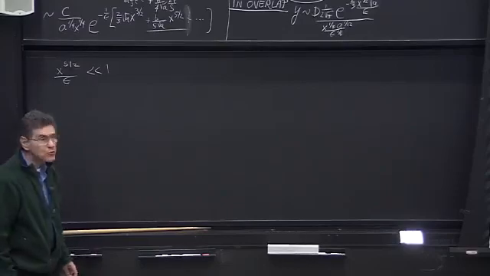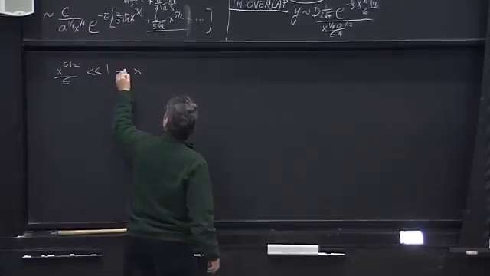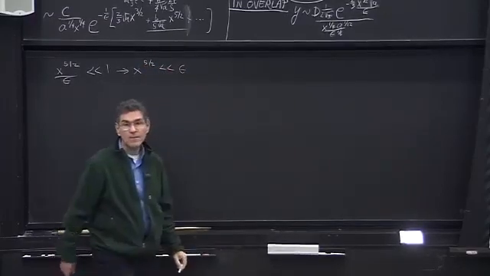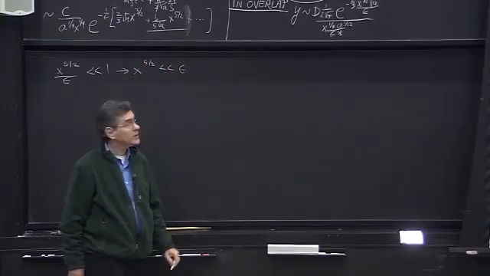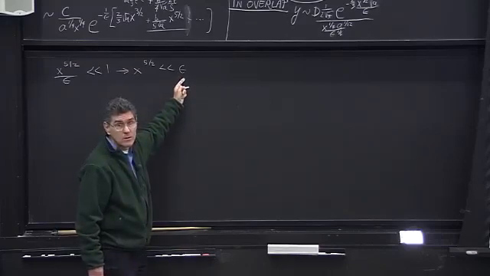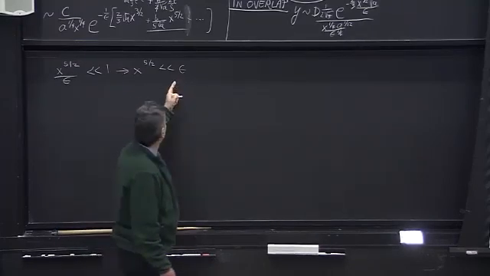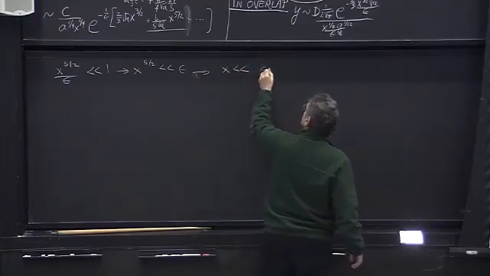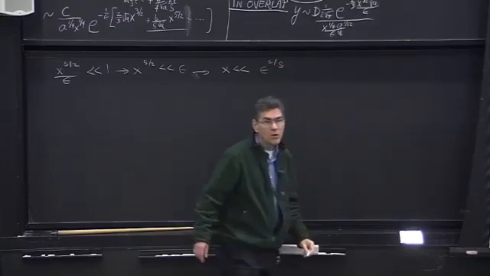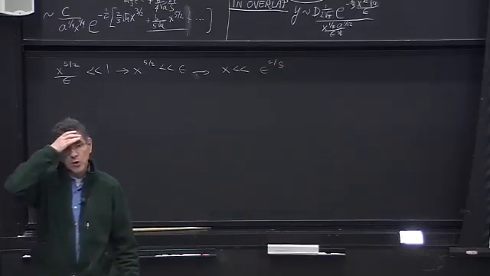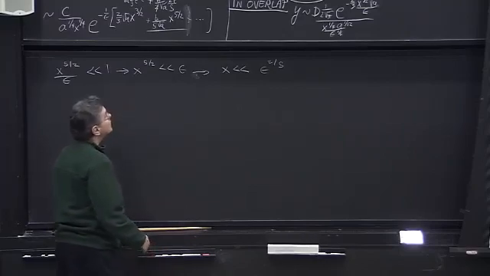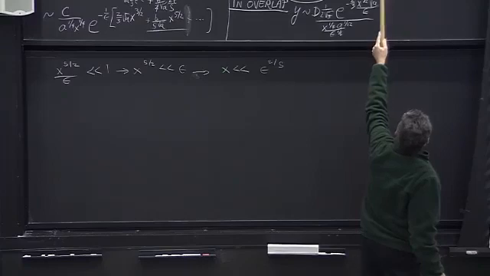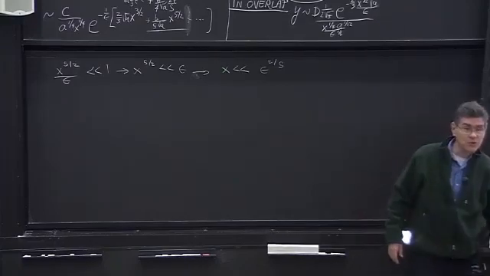And that's only true if x is such that x to the 5/2 is small compared with epsilon. Right? It can't be too big. That means that x is small compared with epsilon to the 2/5. Whoa, wait a minute. We just said that in the overlap region, x has to be large compared with epsilon to the 2/3.